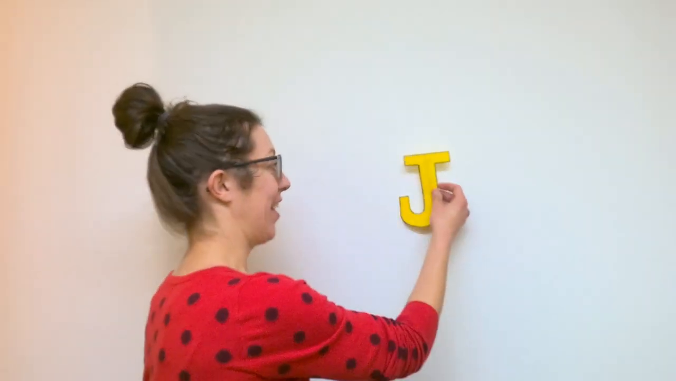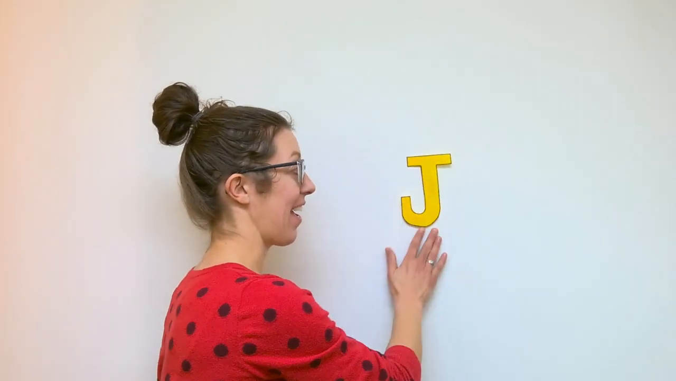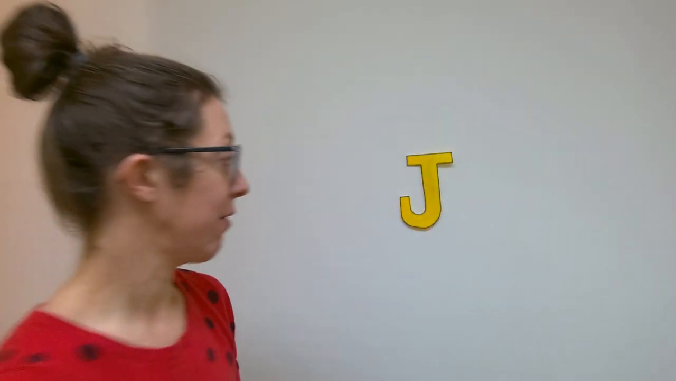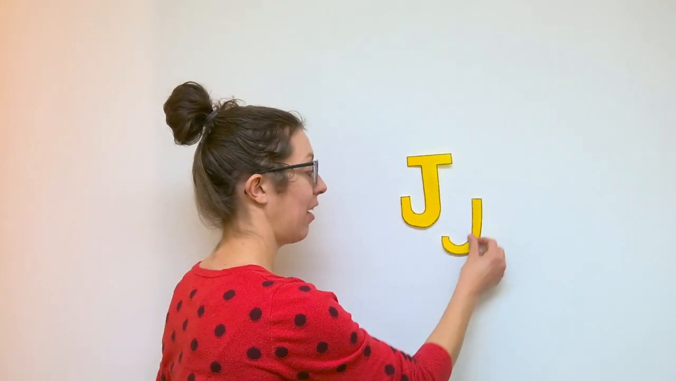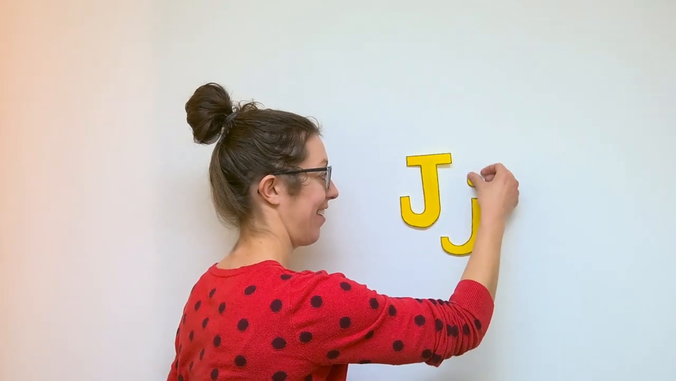My name is Miss Brittney, and in this program, we talk about a new letter of the alphabet every week. So this week, we're all the way up to the letter J. Here's the capital letter J, and then we've got the lowercase j right here. This is the letter J.